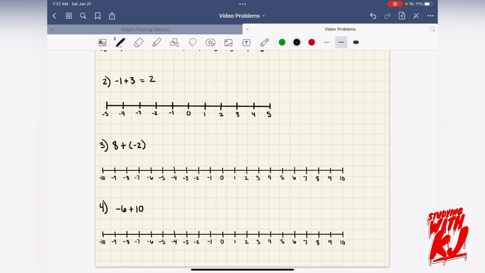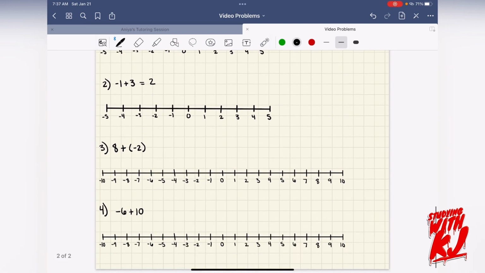Makes sense? So when we're adding a negative, we go to the left of the number line. When we're adding a positive integer, we're going to the right of the number line.